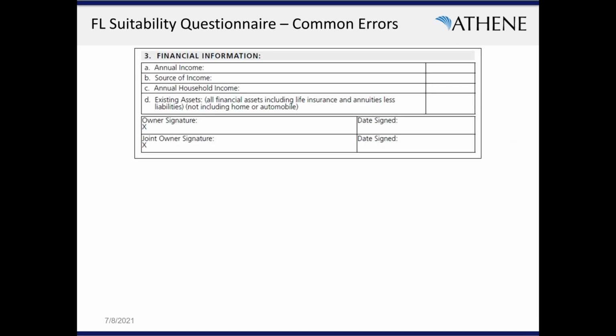So to get straight into some of the most common errors that we see when it comes to Florida, to help everyone know what to pay attention to. This is the financial information on the Florida suitability form. They ask for annual income and they ask for annual household income. Unlike other states with Athene, Florida only asks and expects answers around household when they specifically ask it. So 3A is meant for just the owner of the contract, not the owner's household. Source of income is the source of income for just the owner, not their household. Question 3C then asks for the annual household income.